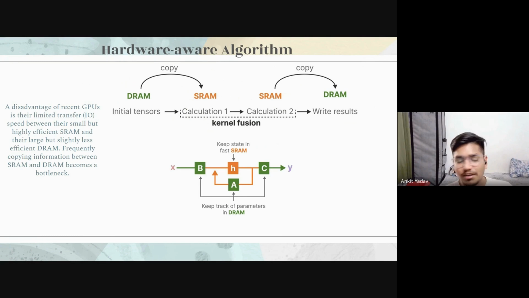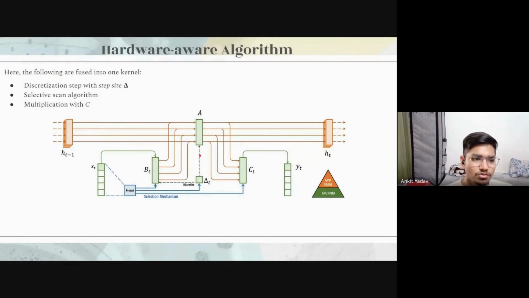I have a better image of this thing. This is the kernel fusion. All these green ones are DRAM, which is slower computation. The fast computation, the kernel fusion, is happening in this area.